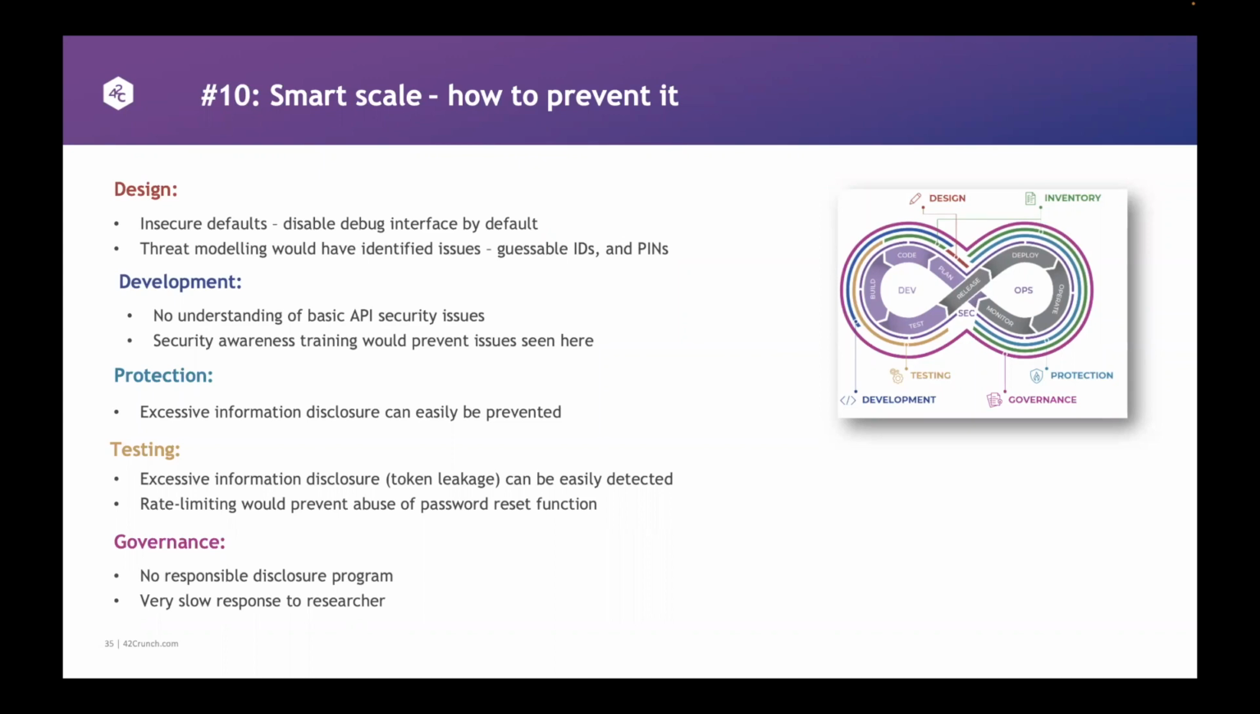Rate limiting, they abused that password reset function, easy to fix with rate limiting. Governance, they were appalling in the way they responded, and they were very slow to get back to the researcher as well, right? Probably no coincidence, you see a pattern emerging here. The people who have the most egregious and poor API security posture tend also to be the ones that have the least proactive governance and response process.